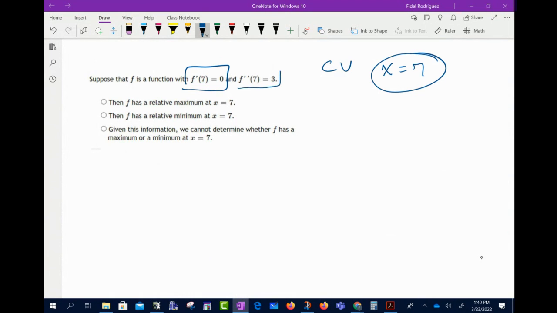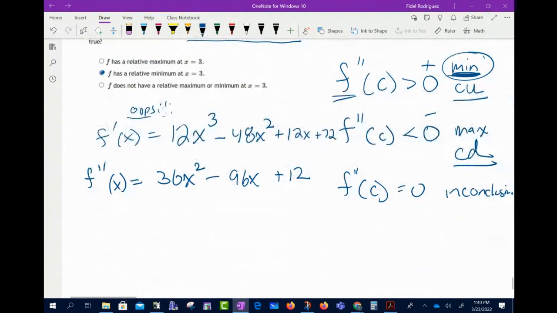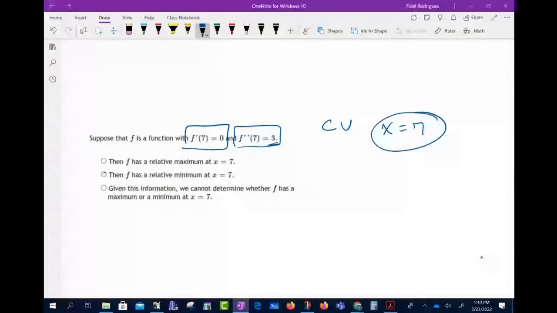And now what is it telling me? It's telling me that the second derivative at that value is 3. Is that value positive or negative? Positive. So remember what we said. If the second derivative is positive, then we have a what? A minimum, right? So back over here, y'all, we're going to say we have a minimum at x equals 7.